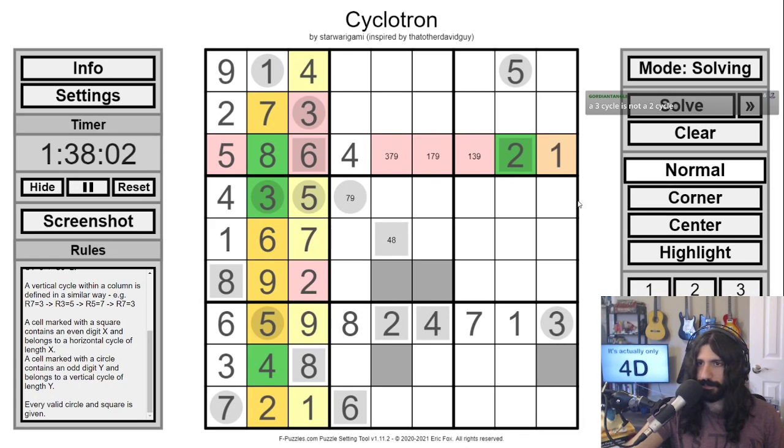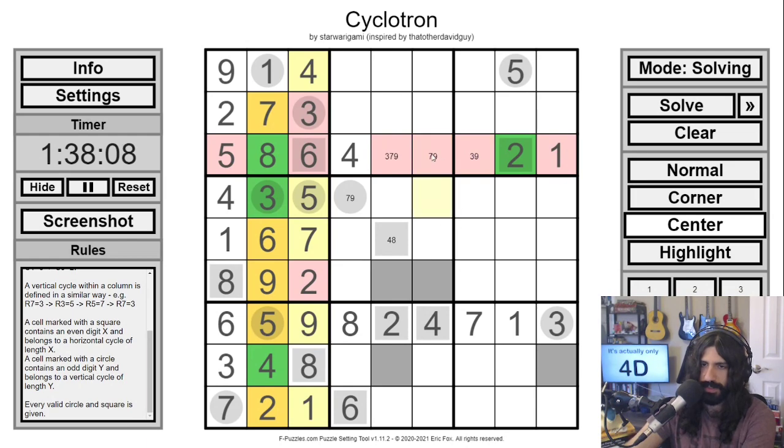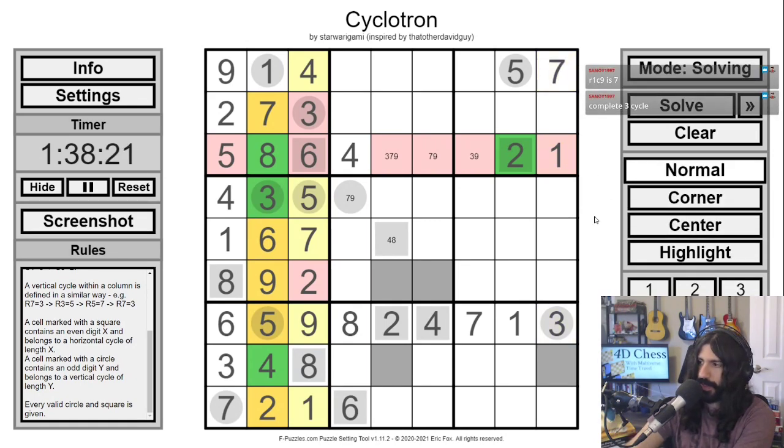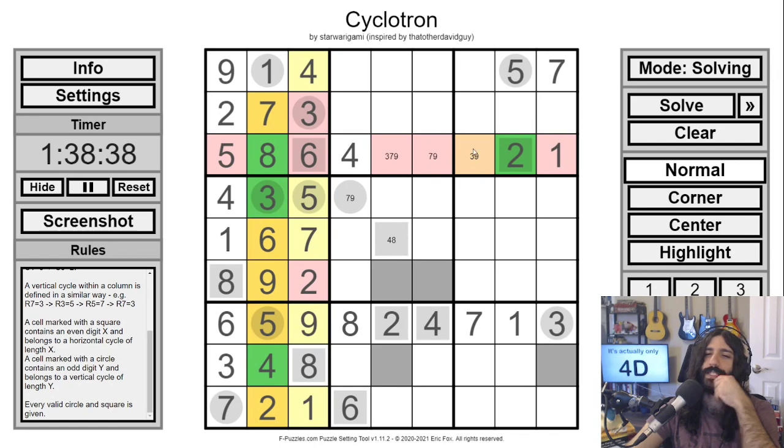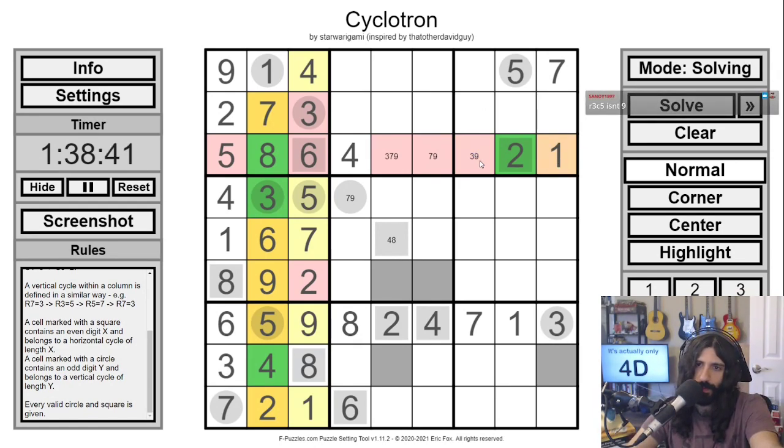So that's a 1, yeah? Which means that this is a 3 or a 9. And this is a 7 or a 9. Three, one, so this has to be a seven now, yeah? To make this three cycle happen? I can't believe a three cycle isn't a two cycle, David. You're blowing my mind. Nine. Seven, three.